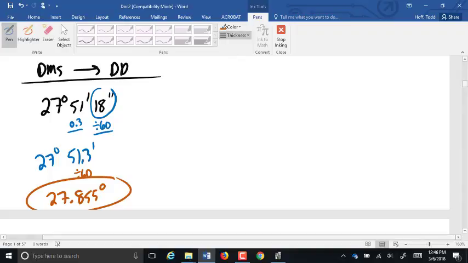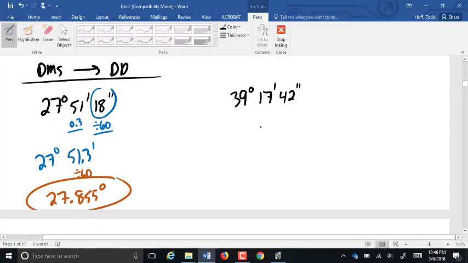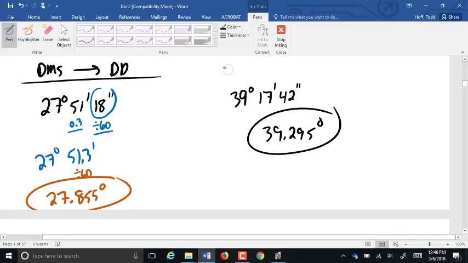Now, again, you probably noticed this could all be done right in the calculator. So let's take 39 degrees, 17 minutes, and 42 seconds. Where would we start? 42, and we divide it by 60 to make it minutes. And then add that to the 17 minutes. And yes, we divide that by 60 to make it degrees. 0.295, we're just going to add the 39 degrees to it. So 39.295 degrees. Any questions?